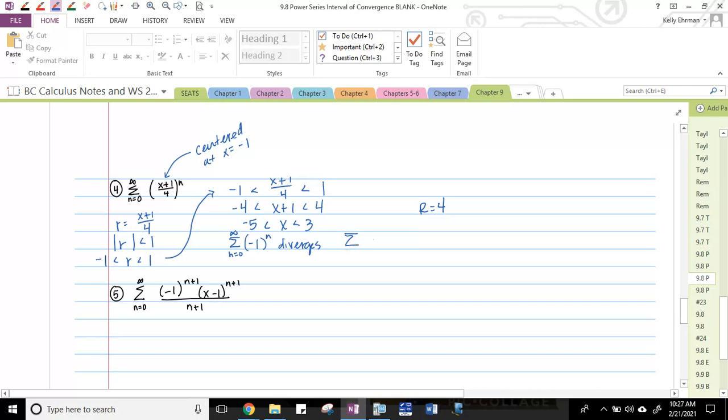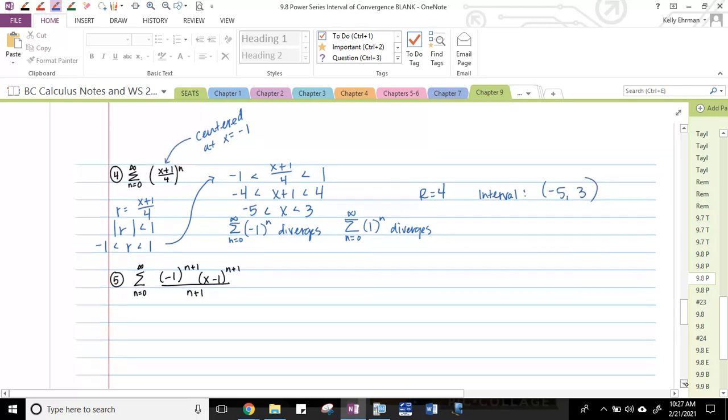And it's a similar story for the next part. If you plug in 3, you've got the sum from 0 to infinity of (3 plus 1) over 4, which is just 1 to the n. That also diverges by the nth term test. That just tells me that neither of the endpoints can be included in the interval of convergence, because we just showed that the series diverges when I plug those values in. So the interval of convergence is negative 5 to 3.